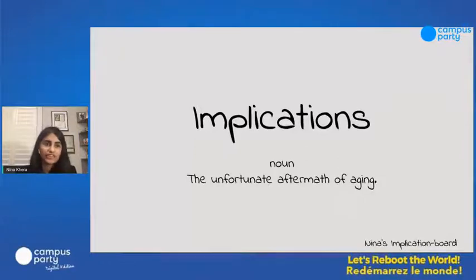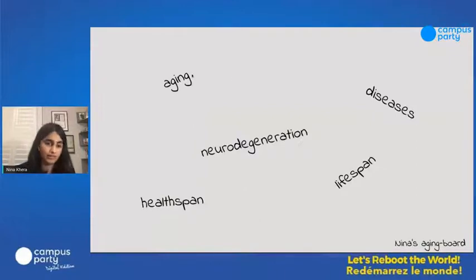So those are the powerhouse of your cells. There's also neuronal aging and brain aging, so the deterioration of what makes us up, neuroscience. And so implications are sort of almost the unfortunate aftermath of aging. And there are a few implications here.